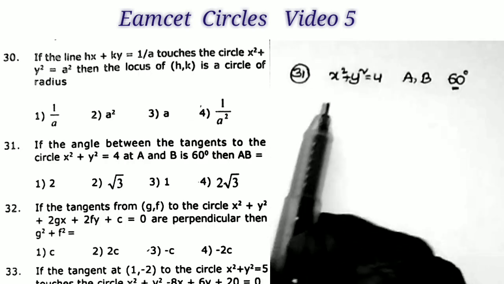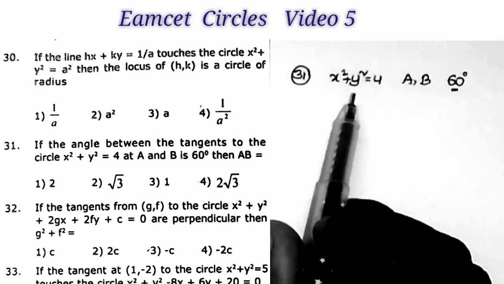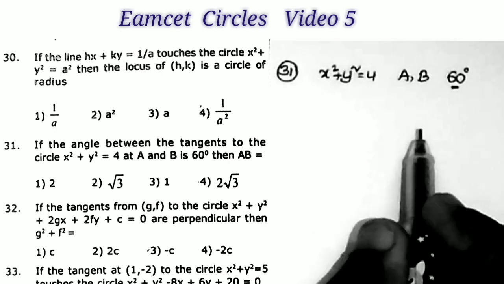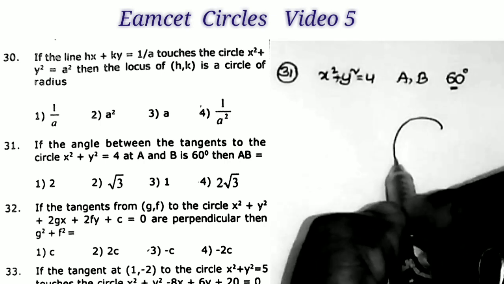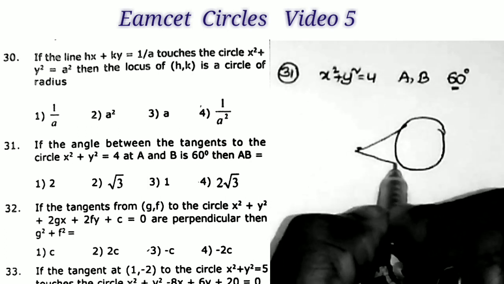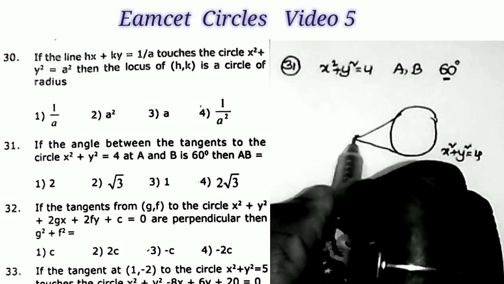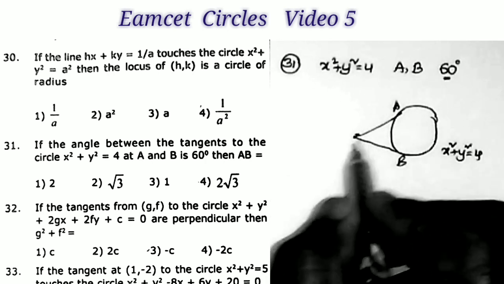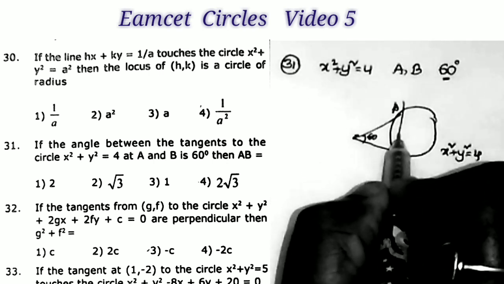This is sum number 31. The problem is: if the angle between the tangents to the circle x square plus y square is equal to 4, at the points A, B, is 60 degrees, then what is the length AB? That is the given question. The given circle is x square plus y square is equal to 4, and the tangents are at the points A, B, with angle 60 degrees.